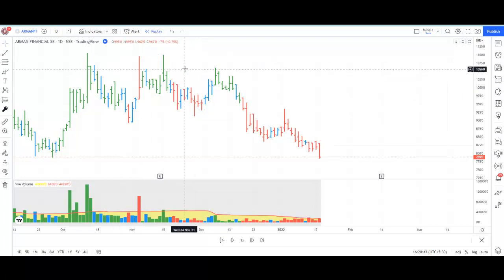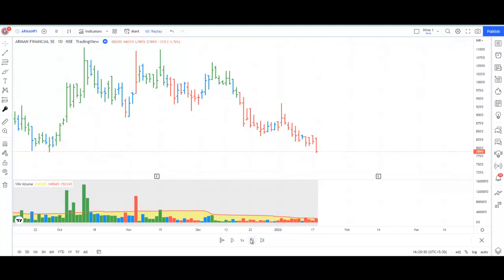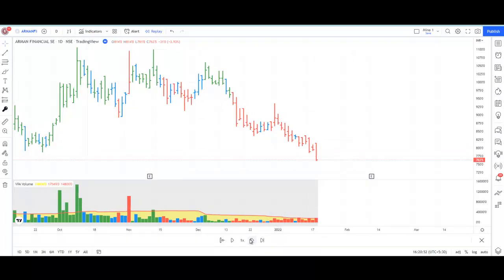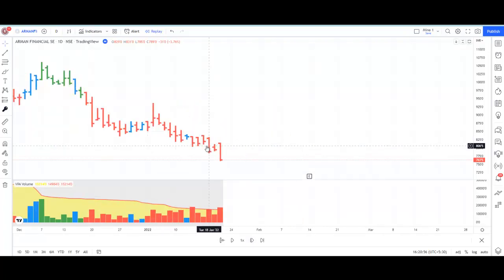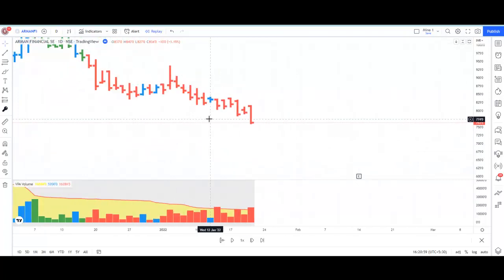The stock has been moving down here, as you can see. Now let's see the prices again. It is moving down. I will zoom in a little further for better clarity.